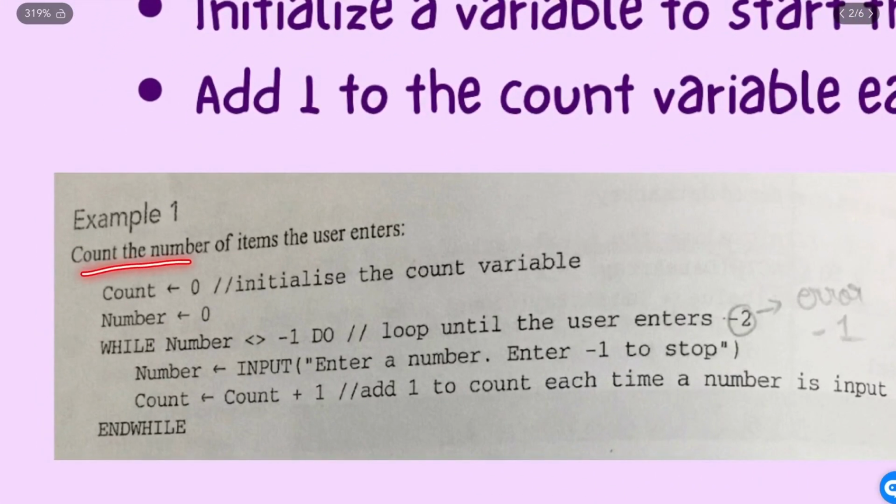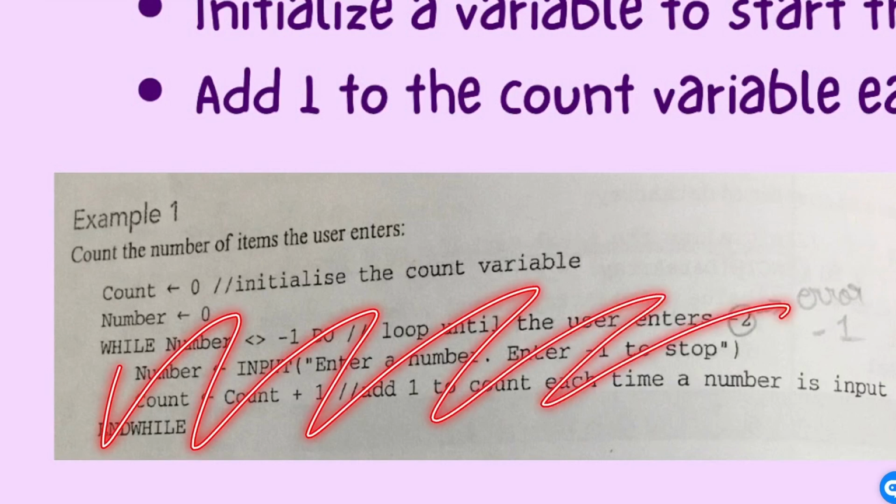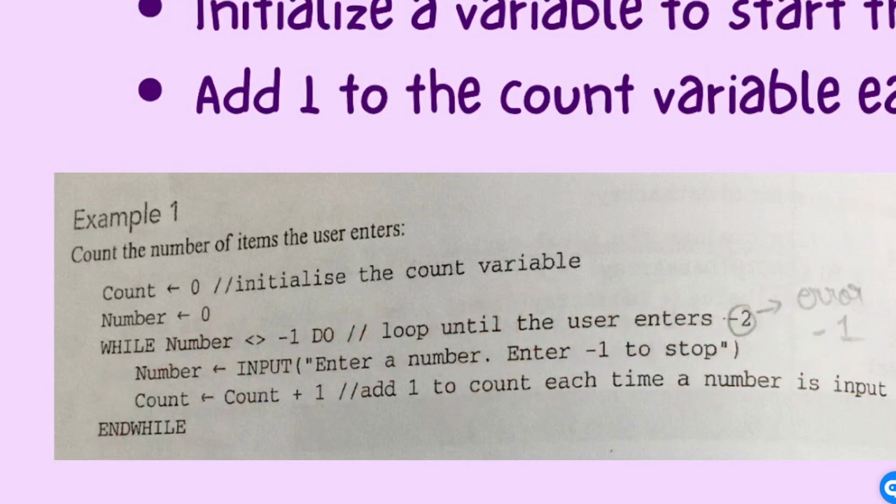Count the number of items the user enters. So count is initialized to 0. There is a variable number which is also initialized to 0. While number is not equal to -1, do. So in this code, basically, if you enter the number -1, your loop just stops and it does not execute. So unless and until you enter -1, you're safe to go. You can continue your loop.